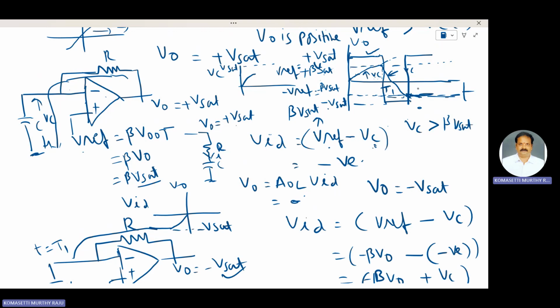The same action is repeated here. Again, the capacitor charges and reaches this point. Once this point is reached, the output of the astable multivibrator switches to minus V sat. The capacitor discharges, reaches this point, just crosses minus beta V sat, and again the output switches to plus V sat. In that fashion, the square wave is generated.